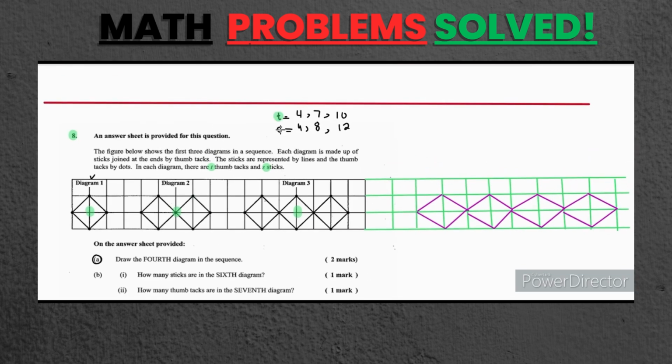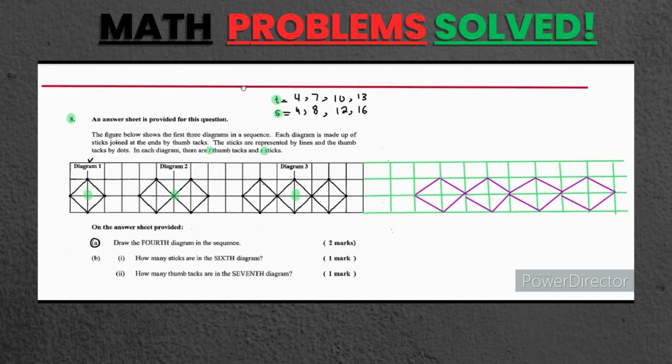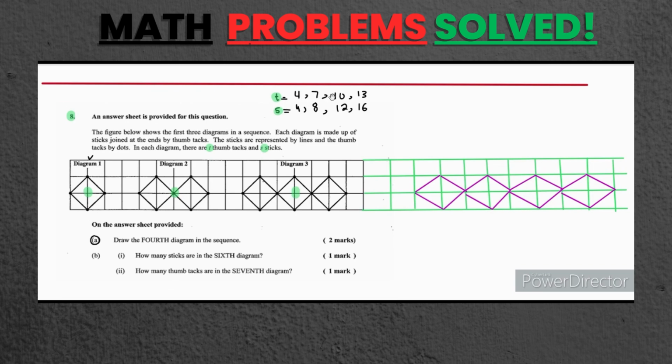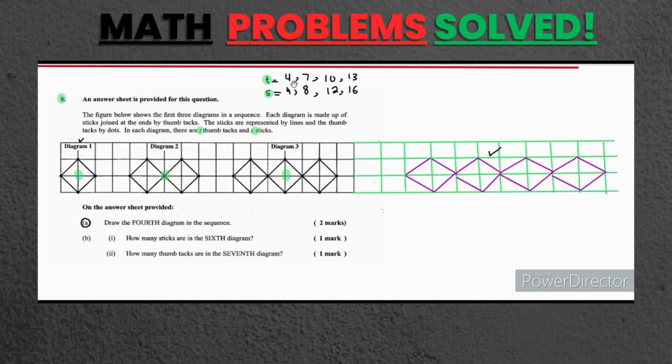So what will be the next number in the sequence? Here you can see the difference is 3. The next number will be 13. And here the difference is 4. The next number will be 16. So in the next diagram, there should be 13 thumbtacks and 16 sticks. So the diagram will become like this, and you can count the thumbtacks and the sticks accordingly.